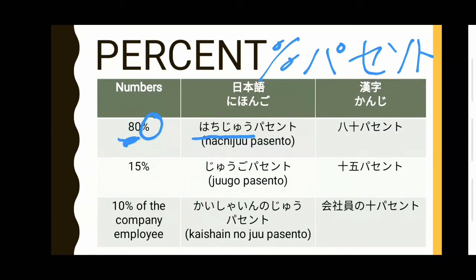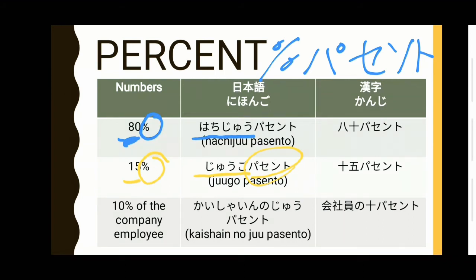Next, we have 15%. So, 15 is jugo. And then we have the percent sign, which is pasento. So we read it in full as jugo pasento.